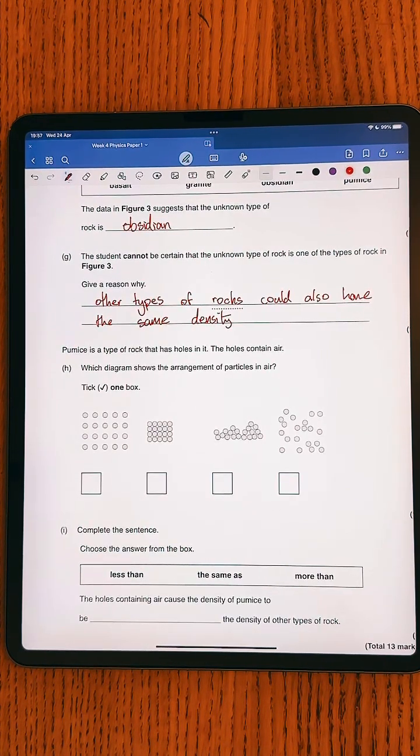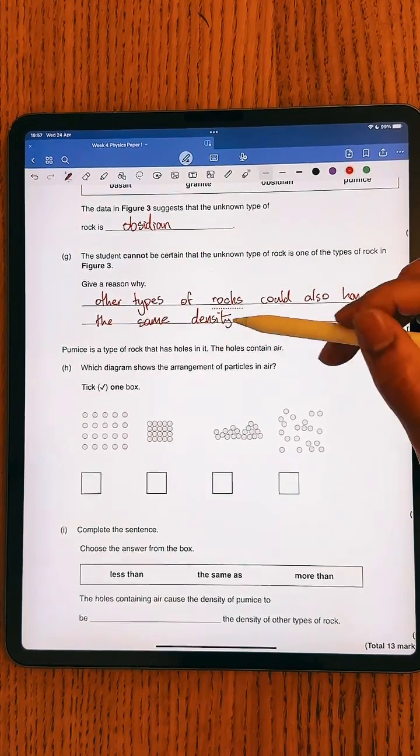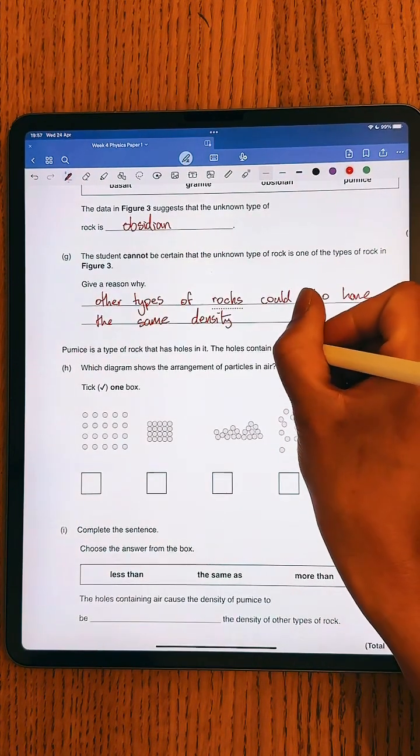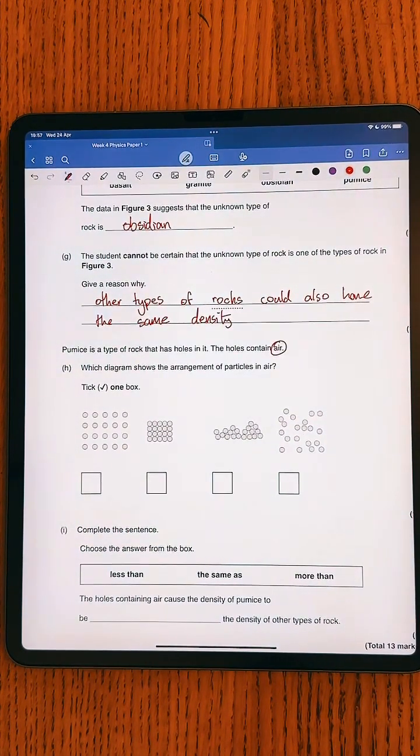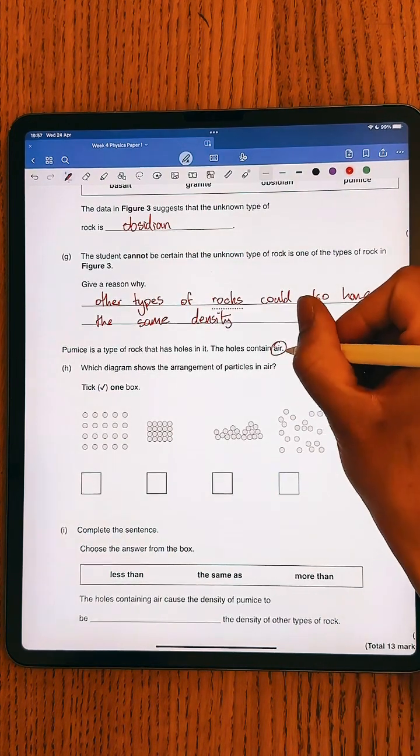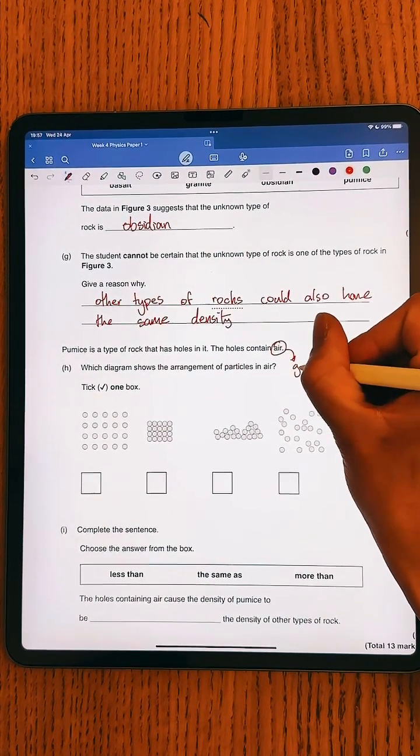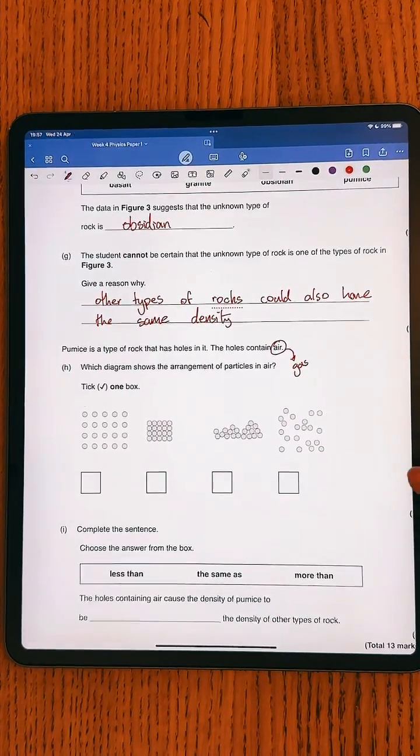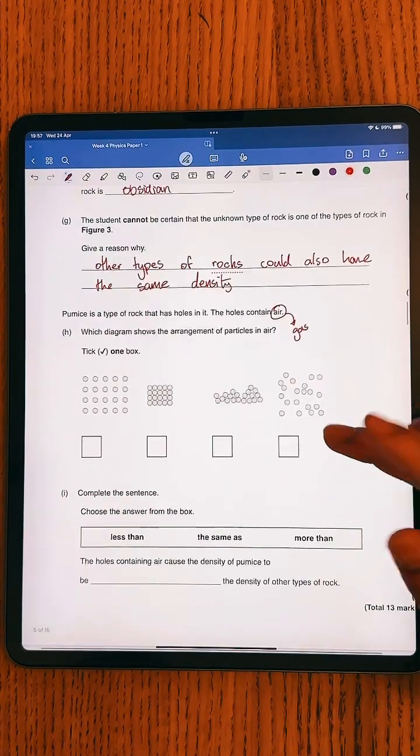That makes sense. Okay, next one. We've got a rock here that has holes in it. The holes contain air. Okay, this is important here. Which diagram shows the arrangement of particles in air? So air is a gas. Which of these? 4th one, exactly.